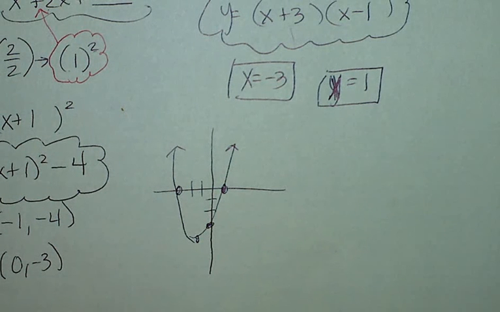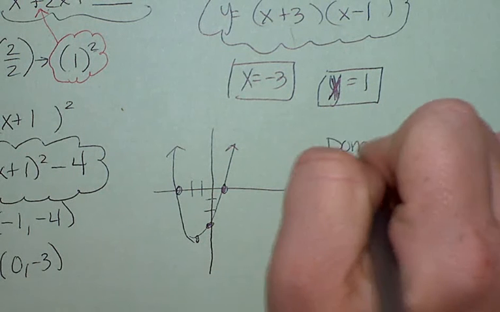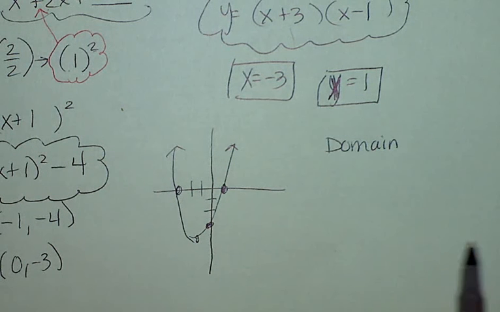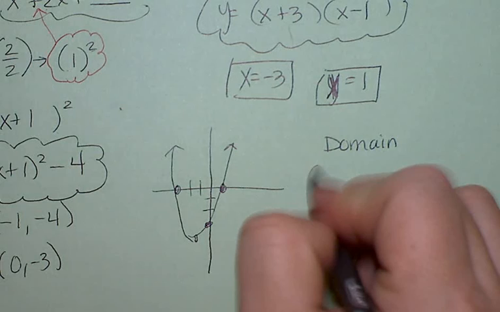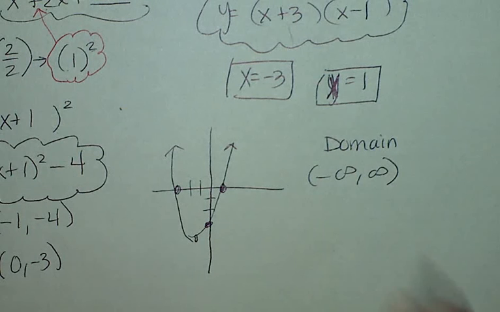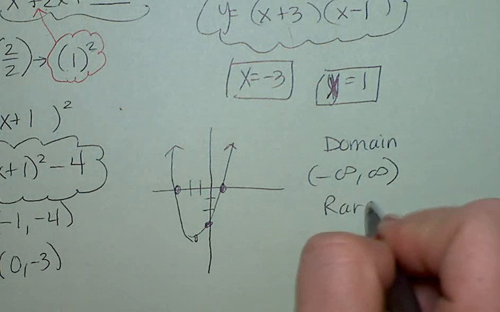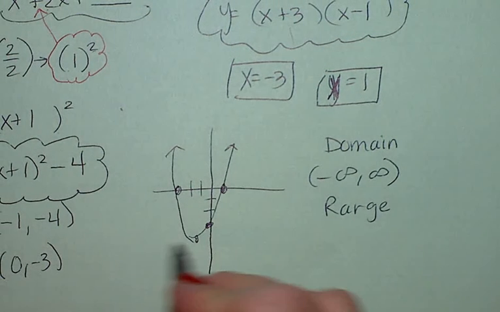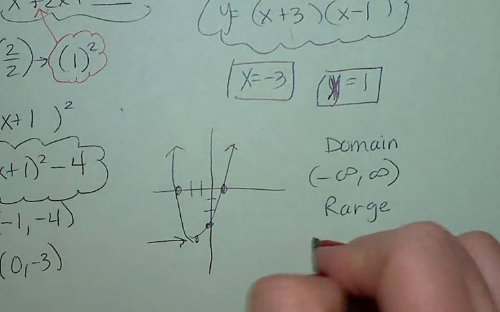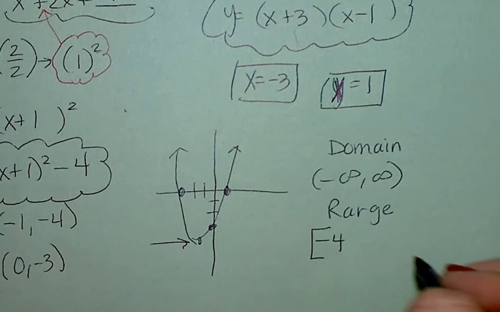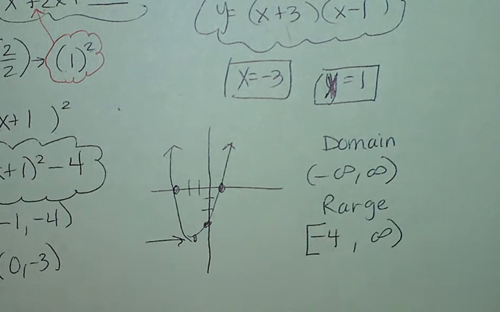Okay, with that, let's talk about what is the domain. So the domain, as a reminder, for all quadratic functions is -infinity to +infinity. The range starts with the lowest point. The lowest y value occurs at -4. It's part of the function, and there's no limit how high it goes.